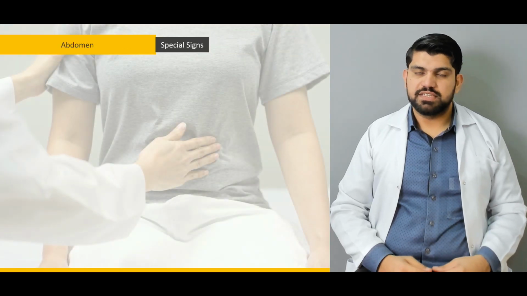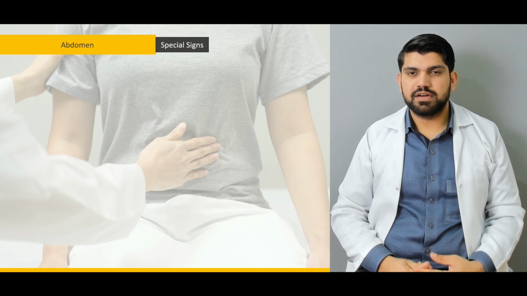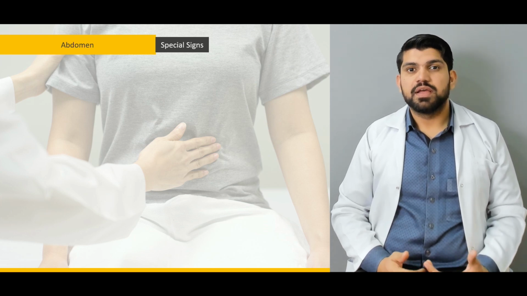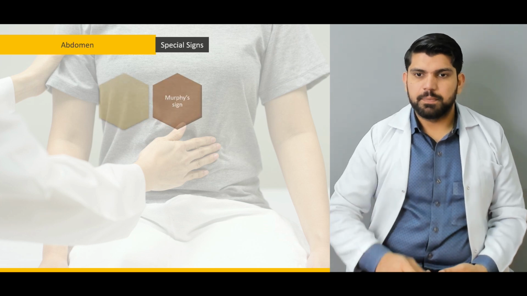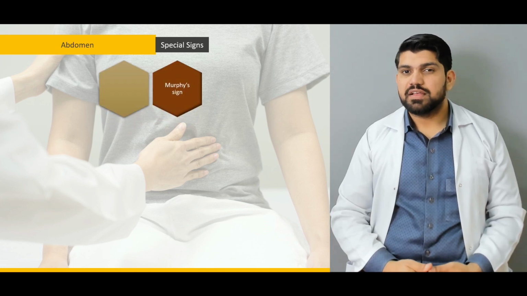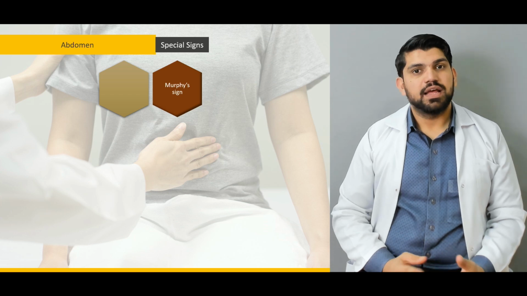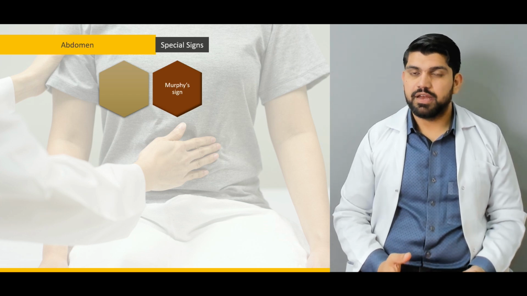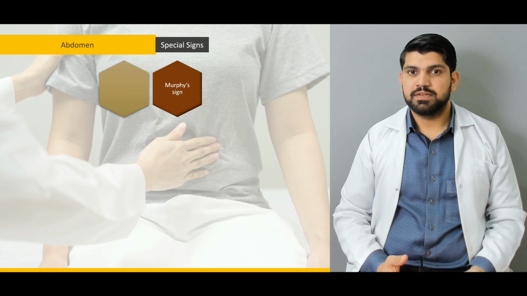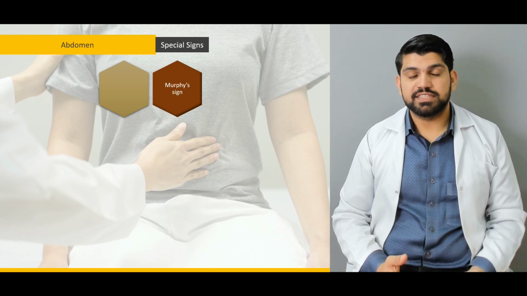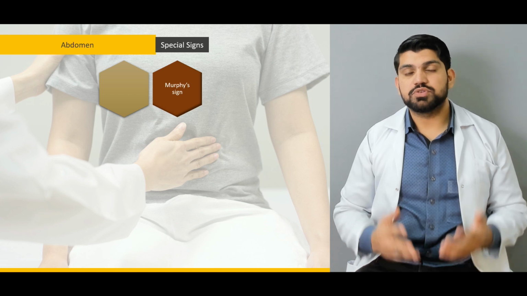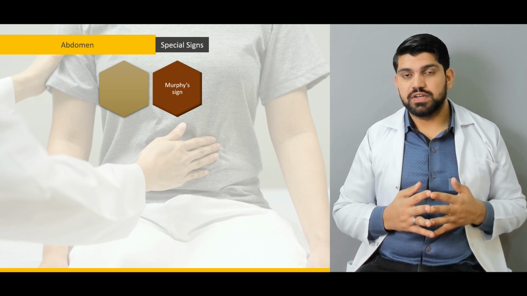Next are special signs. There are some special signs in abdominal examination that can help you make a diagnosis. For example, Murphy sign. It's most of the time seen with acute cholecystitis. It's also called inspiratory arrest. How do you do that? In a patient with right hypochondrial pain, during palpation, there is sudden inspiratory arrest while you palpate the abdomen. This is Murphy sign. Murphy sign is very, very important. It can be elicited on palpation and with ultrasound guidance in a patient with acute cholecystitis.